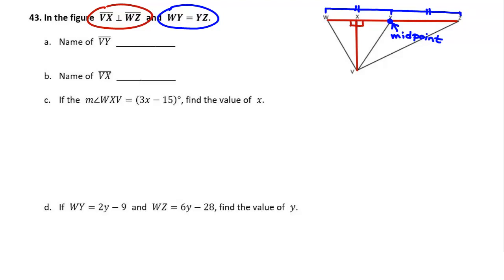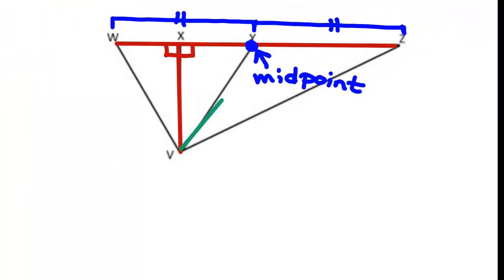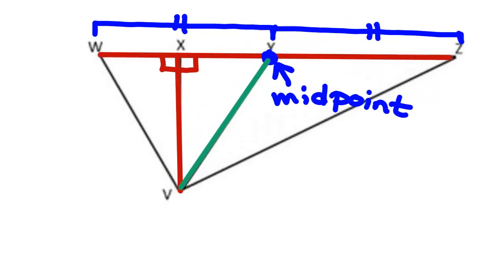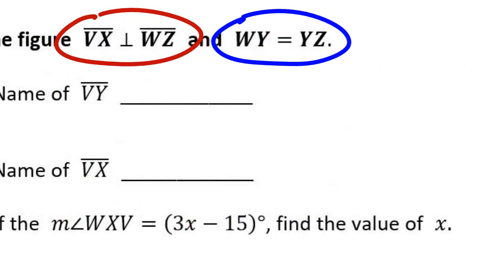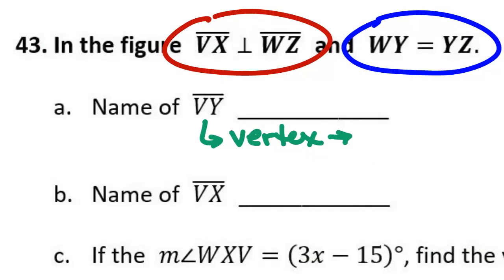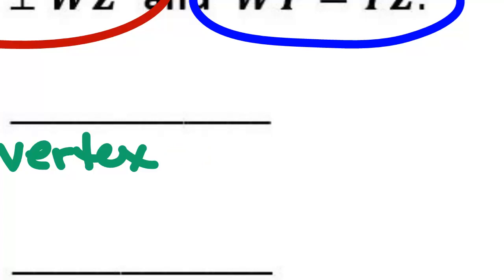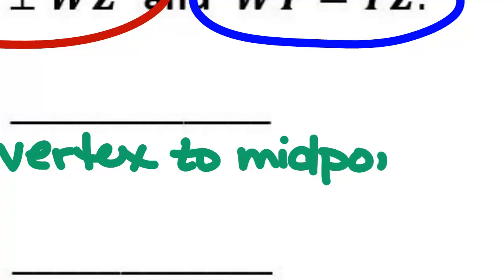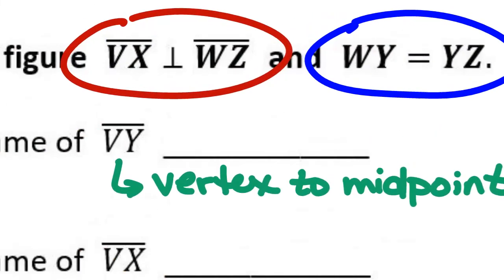First question then for part A is, what is the name of Vy? Vy goes from a vertex to the midpoint. And so that means it is called a median.